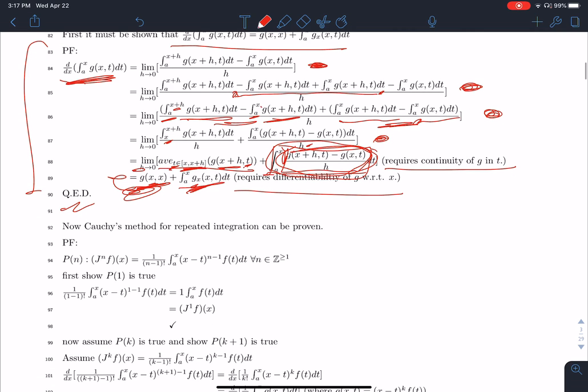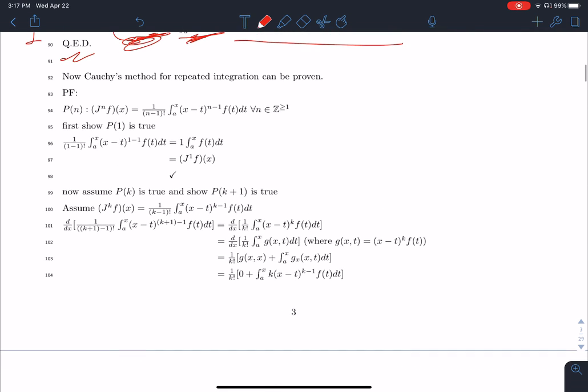Now we can actually prove the Cauchy method for repeated integration. The way we're going to have to do this is a math induction proof. So we need to start out with some Pn, and we're going to prove this for all n in Z greater than or equal to 1. Okay, so starting with our base case, we'll just take this right-hand side here, plugging in 1. Okay, pretty simple. Simplifying gets us this, and this, of course, is the first integral of f of x. Good.